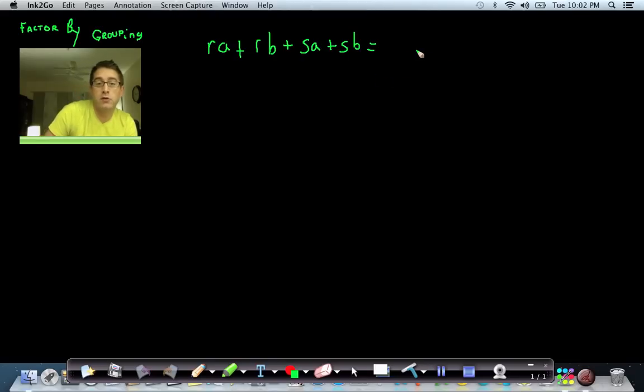So step 2, I'm just going to pull out that common factor, the first terms, and then regroup them with the R on the outside and A plus B on the inside. So that's the first step. And then the second step is I'm going to go ahead and pull the S out. And what do you think is going to be in there? A and B. Good job.